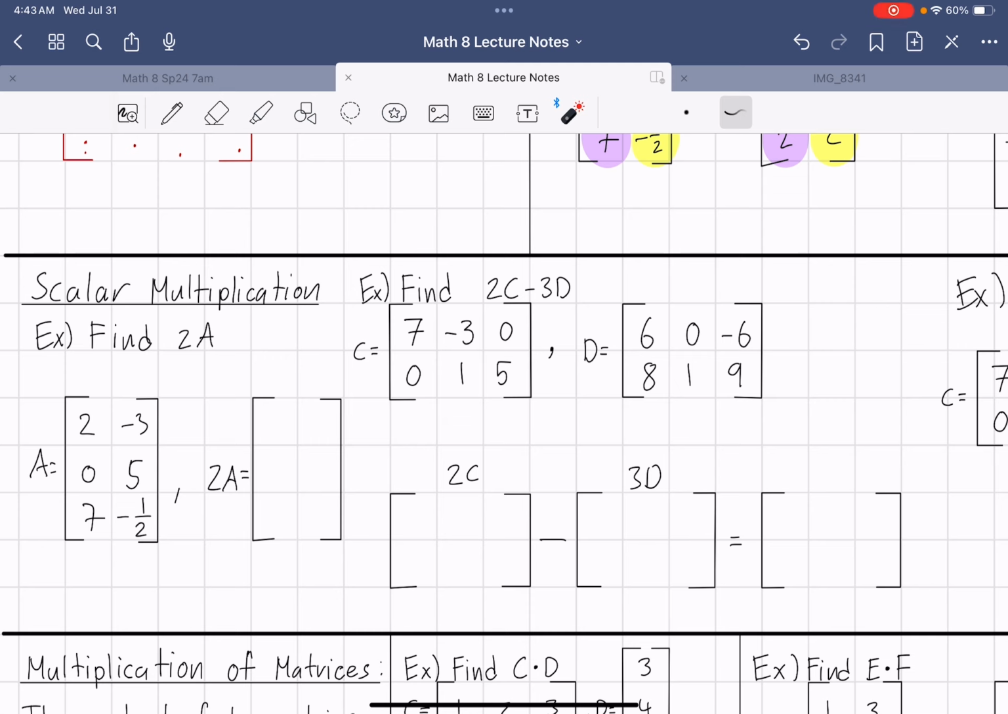Well, this is going to be very similar. All we're going to do is apply that scalar to each entry in the matrix. So it almost seems like distribution. 4, -6, 2 times 0 is 0, 5 times 2 is 10, 7 times 2 is 14, and -1/2 times 2 is -1.